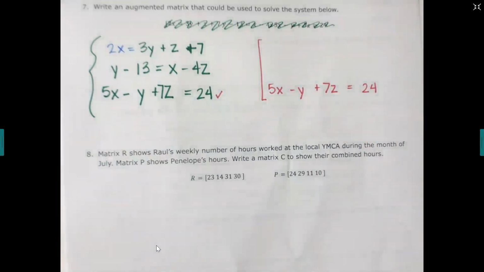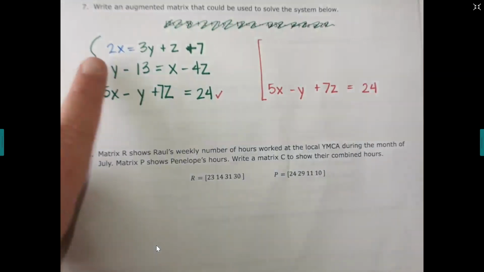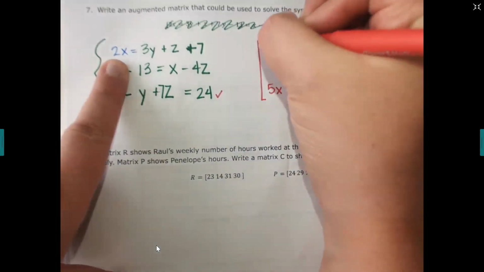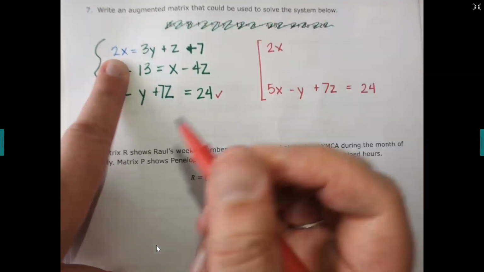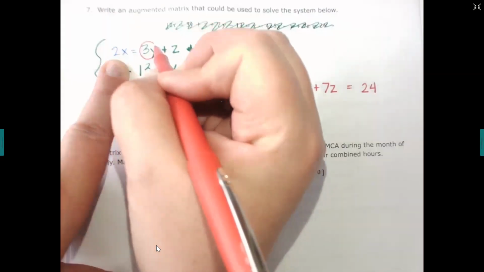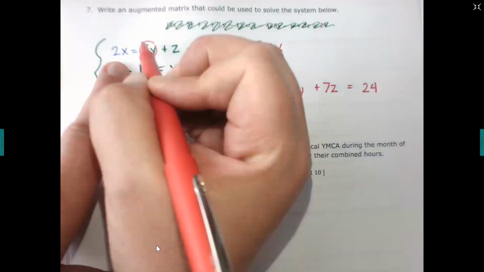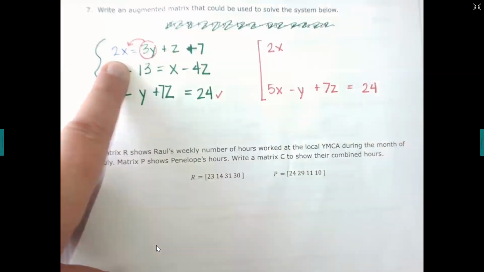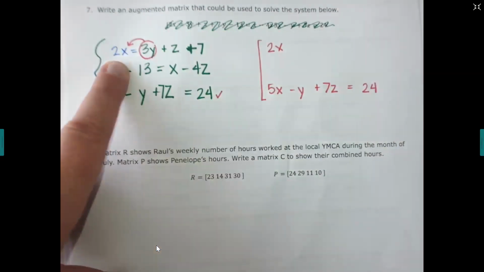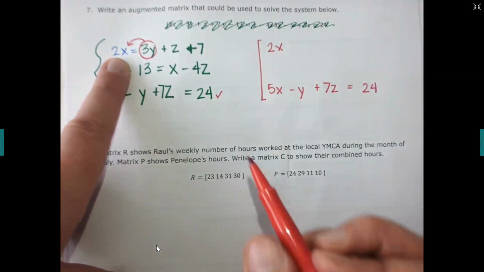So let me remind you of the rule. Anytime that you move a letter across the equal sign, you have to flip the sign. So if I'm looking at my top row, the 2x is good to go. But do you see how the 3y is on the wrong side of the equals? So when I move the 3y over, instead of a positive 3y, what will it be when we shift it? Negative 3y.